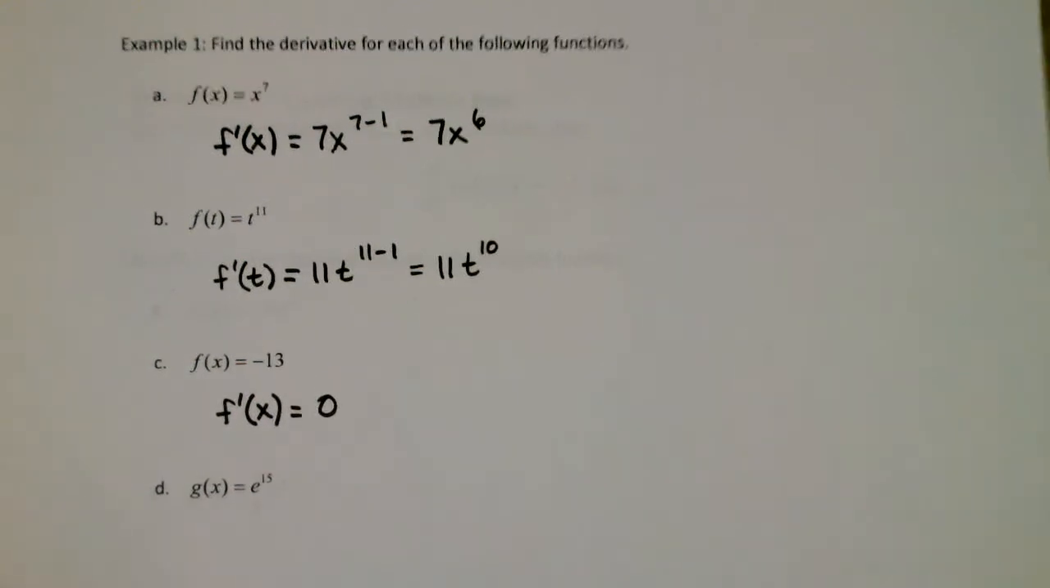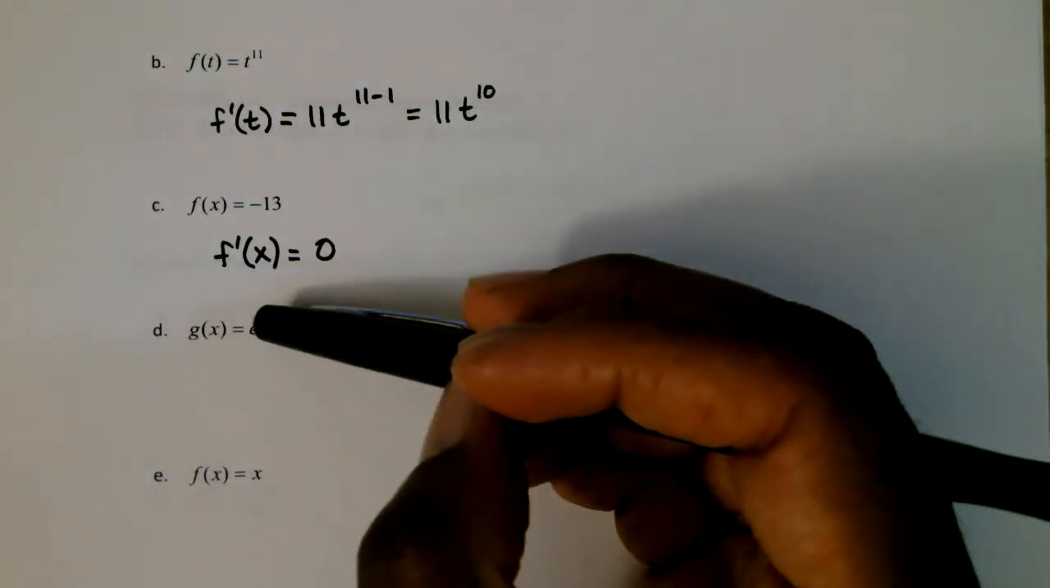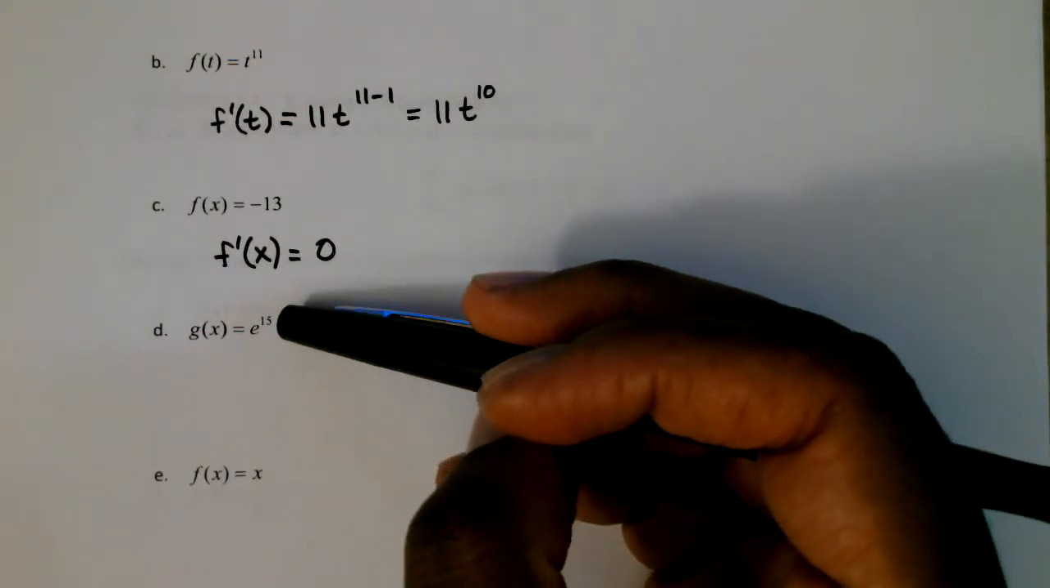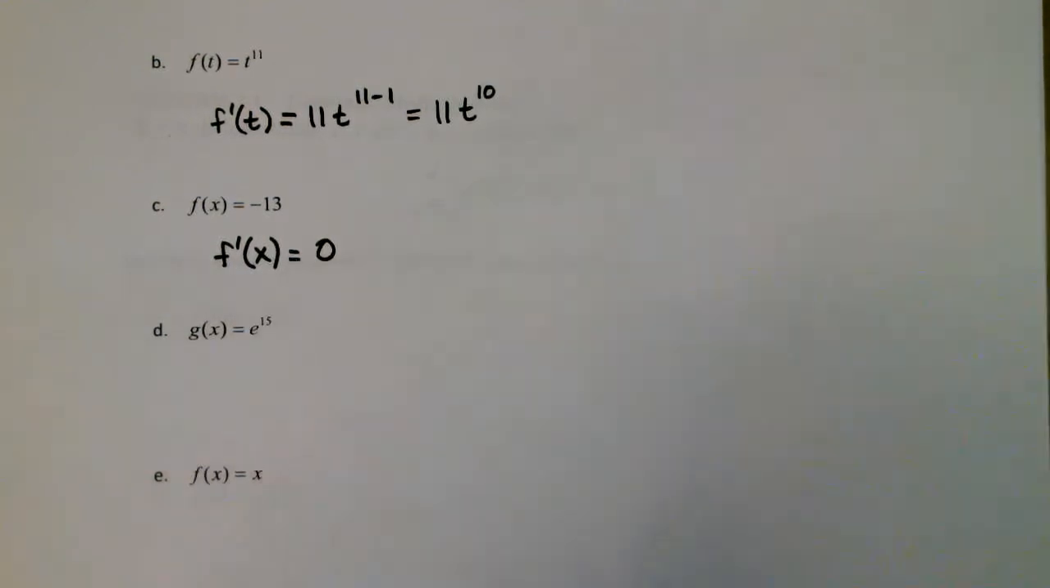Now, what about part D? Let's say we got g of x is equal to e to the 15th power. Now, you would lean towards using that power rule because you do have the 15 as your exponent. You would think you'd bring the power down, copy the e over, and then subtract 1 from the 15 to get 15e to the 14th power. That would be incorrect. And the reason for that is this.